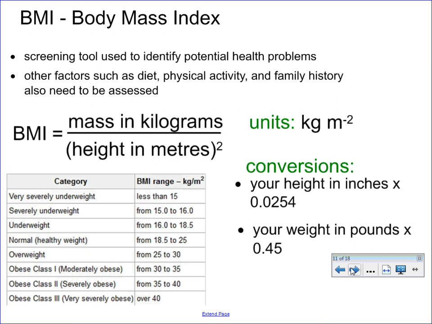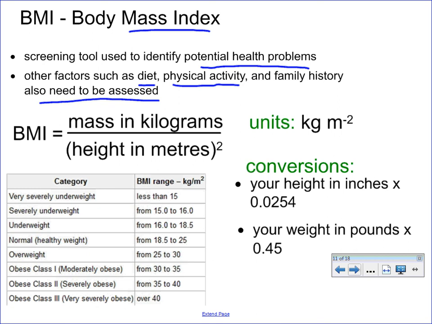A number of screening tools have been created to help identify potential situations that could result in various diseases. One of these tools is the body mass index, or BMI. It is a screening tool to identify potential health problems, but other factors such as diet, physical activity, and family history have to be assessed in order to get a proper picture of one's health.